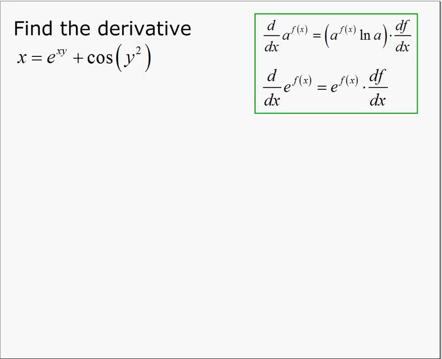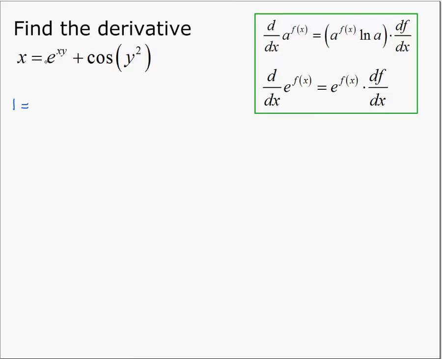In this example, we need to find the derivative of x = e^(xy) + cos(y²). We should quickly realize that this is a lot different than most of the questions we look at, since it's not solved explicitly for y, which means we have to use implicit differentiation, which means differentiating both sides with respect to x. So the derivative of x is 1.